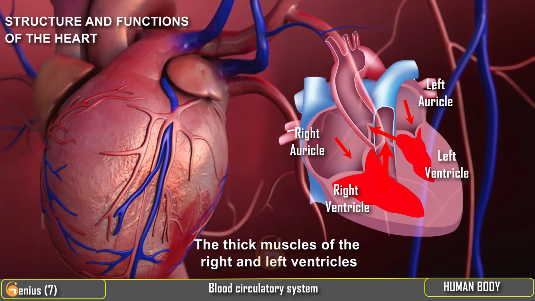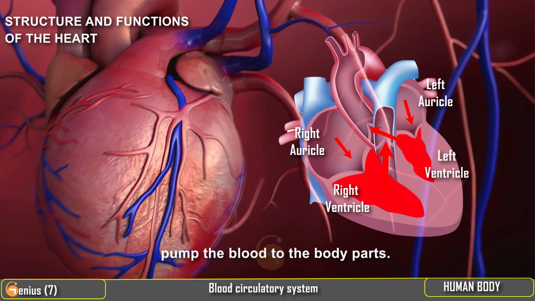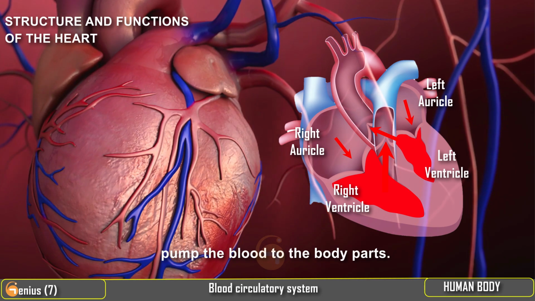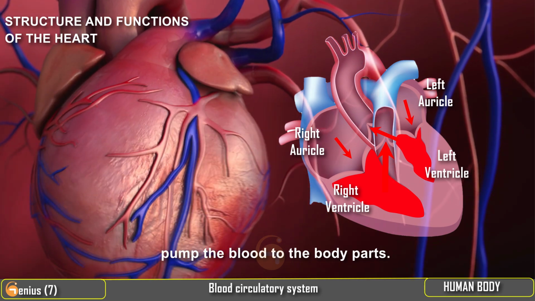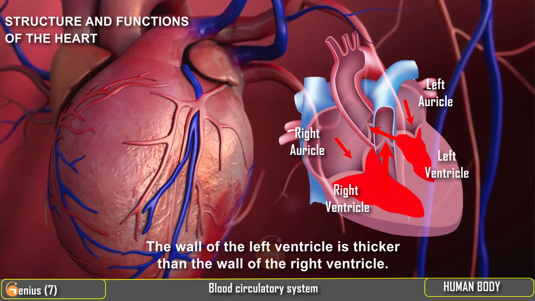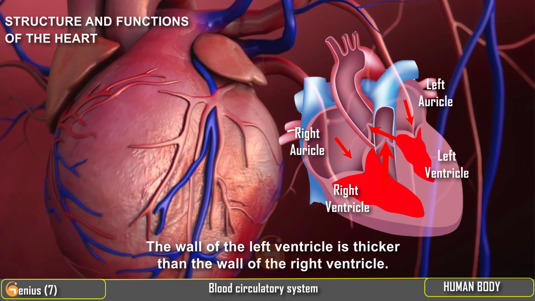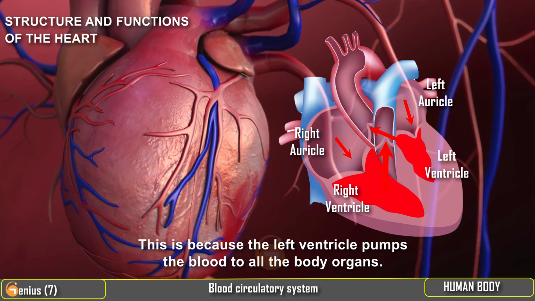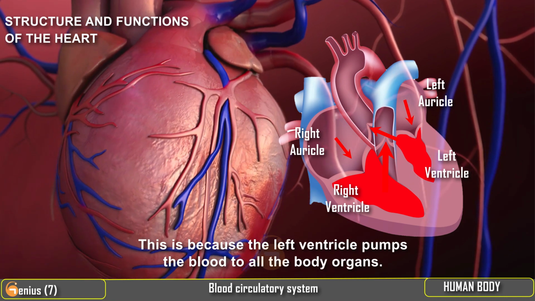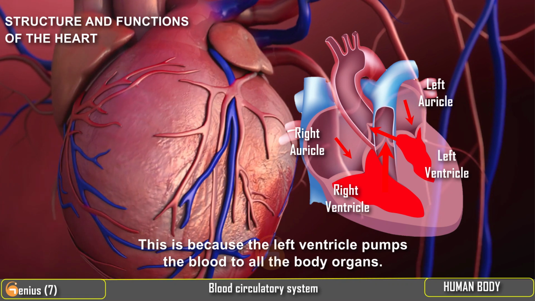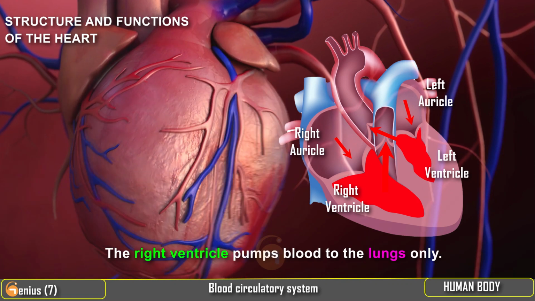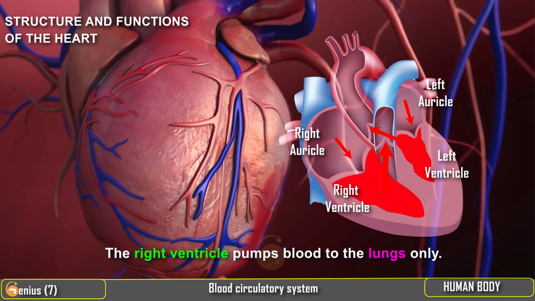The thick muscles of the right and left ventricles pump the blood to the body parts. The wall of the left ventricle is thicker than the wall of the right ventricle. This is because the left ventricle pumps the blood to all the body organs. The right ventricle pumps blood to the lungs only.